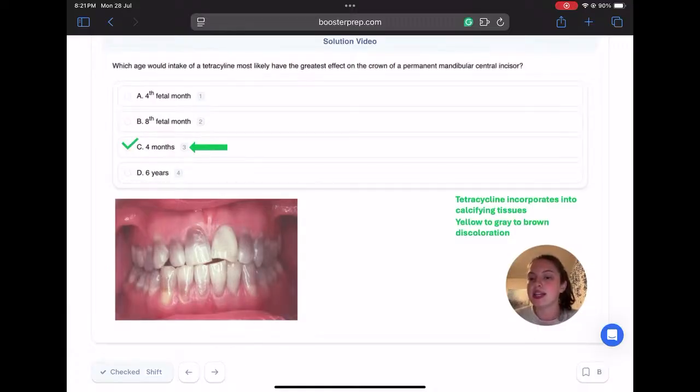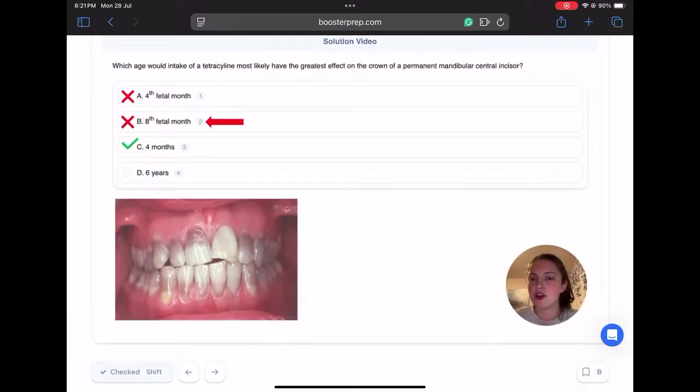Now, although this is definitely the correct answer for when tetracycline would have the greatest effect on a permanent mandibular central incisor, let's go through the other answer choices and discuss what effect tetracycline would have at these time periods. So we'll start with the 4th fetal month. Around the 4th fetal month is when calcification begins for all primary teeth, from the central incisors to the 2nd molars. A pregnant woman taking tetracycline at this time period could cause discoloration in any of these teeth, but this would not cause any effect on the permanent mandibular central incisor because it has not begun to calcify yet. Because of this, this answer choice is incorrect.